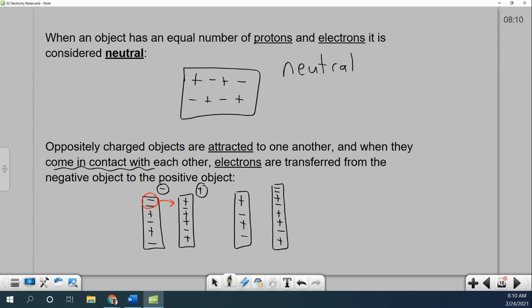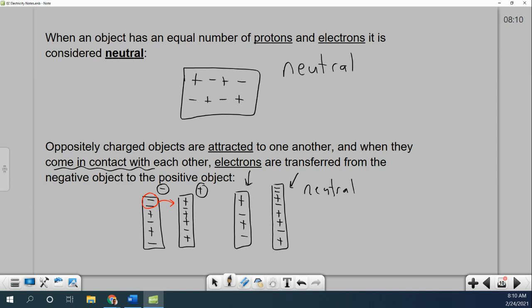So you'd end up with a balanced, neutral object: 1, 2, 3, 4 negatives, 1, 2, 3, 4 positives, and neutral there. So if oppositely charged objects come close to each other, they get attracted, and when they touch, when they come in contact, electrons are transferred from one to another.